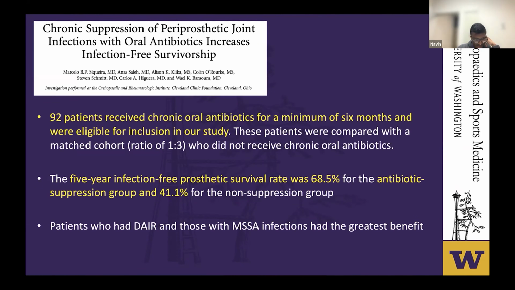92 patients received a minimum of 6 months of antibiotics in comparison to a matched cohort after diagnosis of an acute or chronic PJI. Patients either underwent DAIR or a two-stage exchange. The 5-year infection-free prosthetic survival rate was roughly 70% for the antibiotic suppression group and only approximately 40% for the non-suppression group. And those patients who had a DAIR or had an MSSA infection had the greatest benefit.